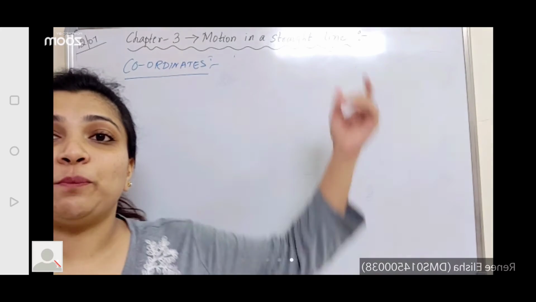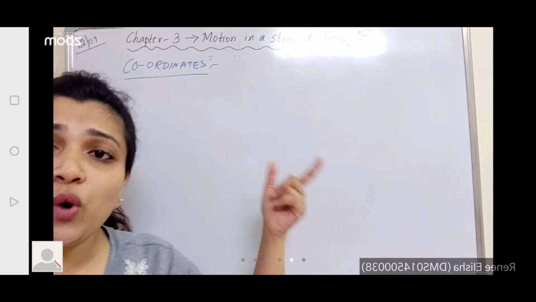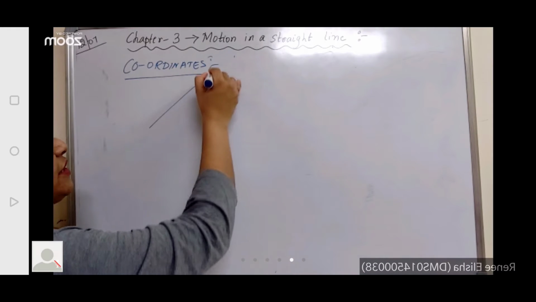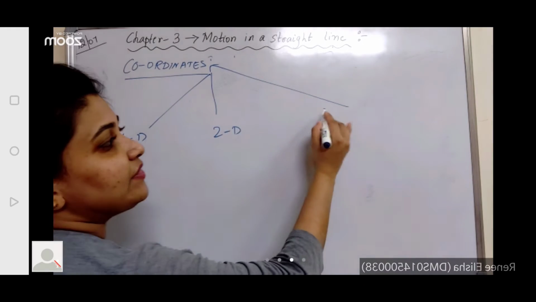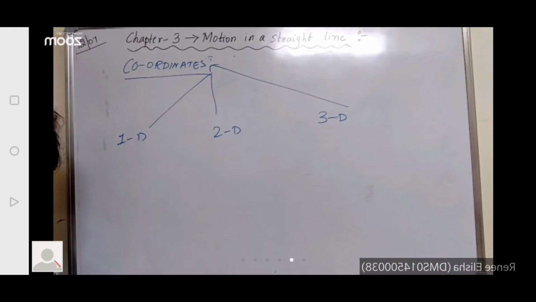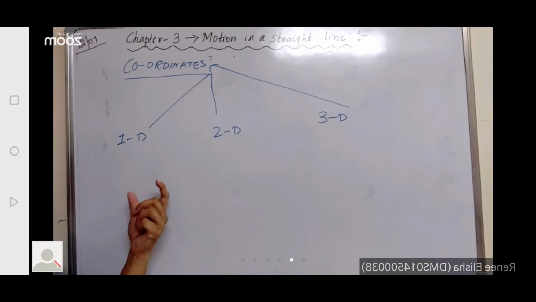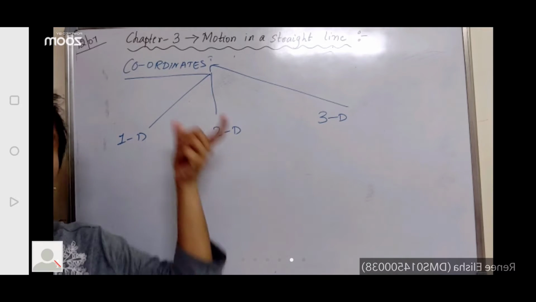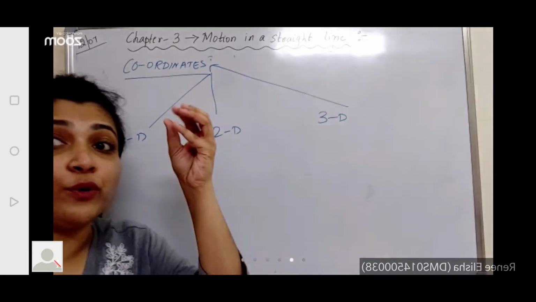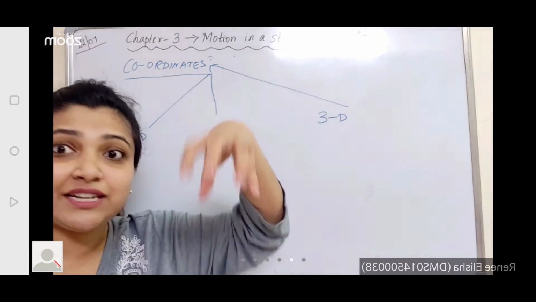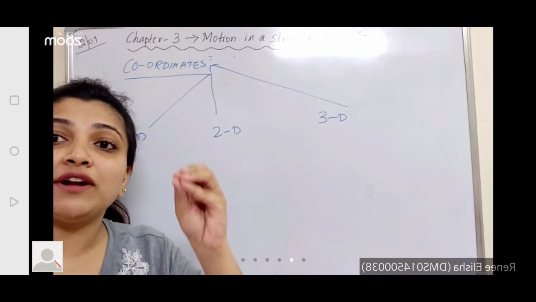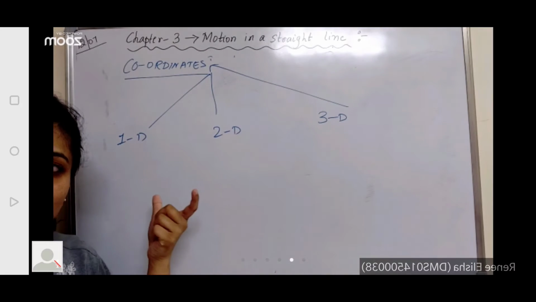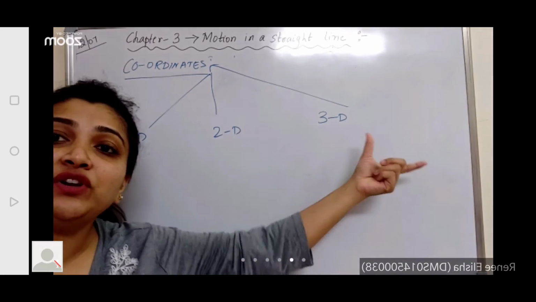a straight line, right? So based on the coordinates, we say that coordinates are divided into three types. We have one-dimensional coordinates, two-dimensional coordinates, and then three-dimensional coordinates. Okay, now based on the number of coordinates to determine the position of the points or other elements in the space. So coordinate helps us to find the position of that particular point, where is it located in that plane or in that path or in that sphere. Okay, so that is called a coordinate. Now we have one-dimensional coordinate, two-dimensional coordinate, and three-dimensional coordinate.